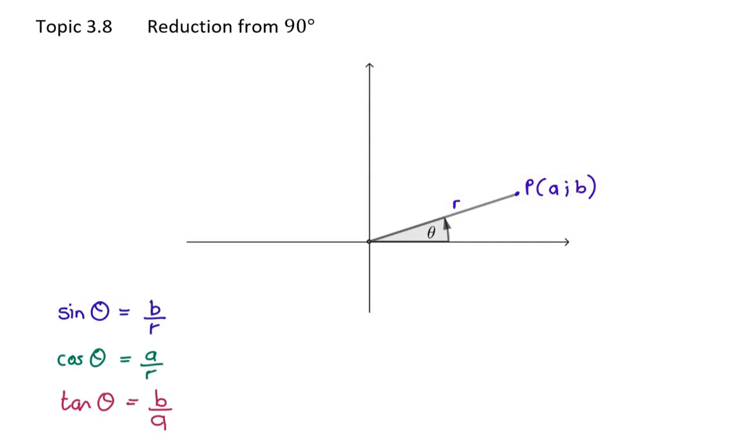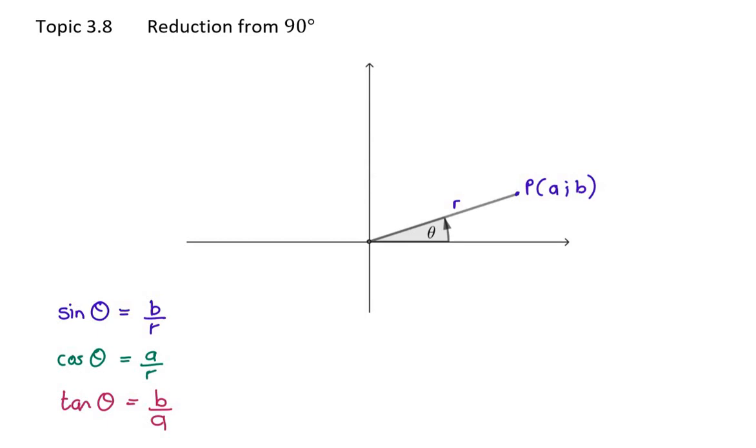Okay, so I've written down the values of sine, cos, and tan, but basically I just use the letters. The definition of sine is y over r, so in this case with my letters it would be b over r, and then cos would be a over r, and tan would be b over a.